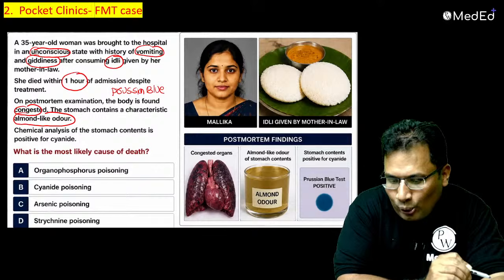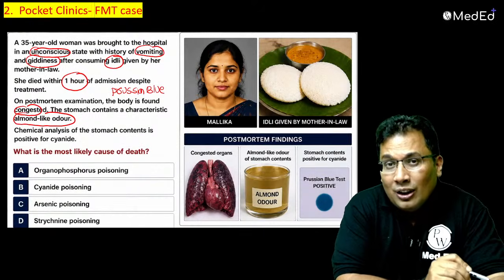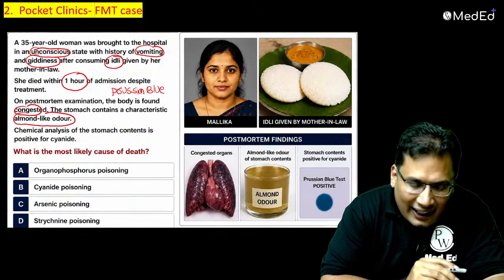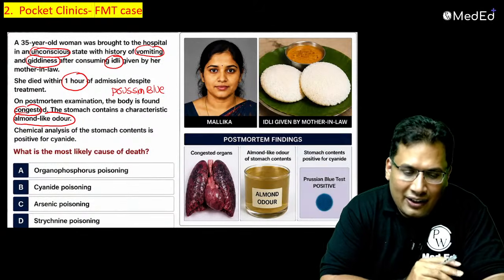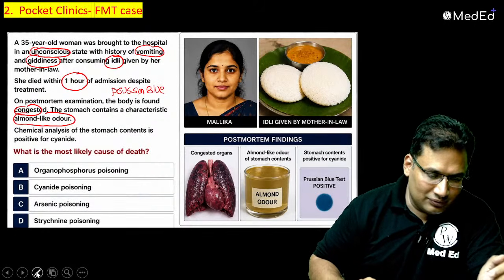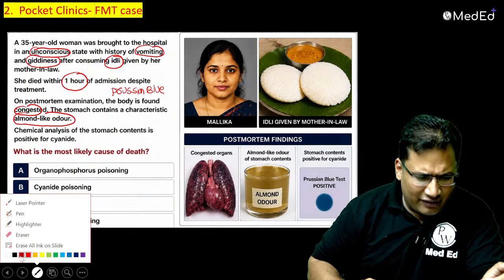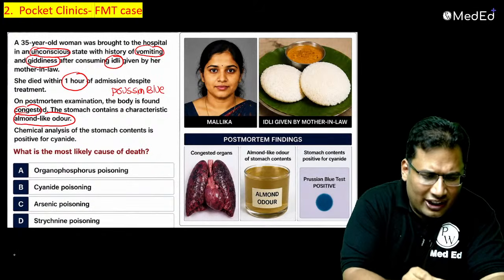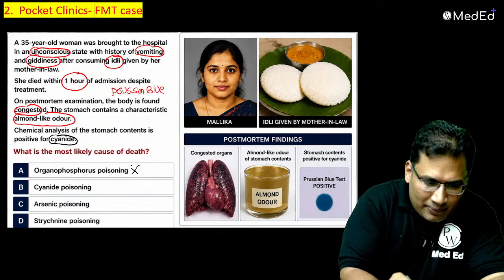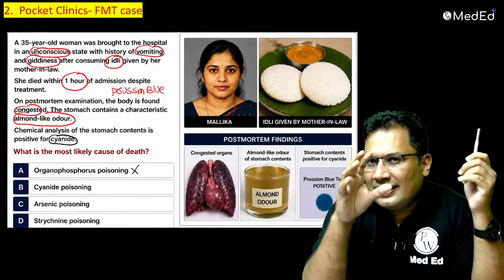The Prussian blue test is positive. That gives rise to blue color. So options are organophosphorus, cyanide, arsenic and strychnine. Try now. Again, this is a very simple case, because the word cyanide is already given here. It is not organophosphorus. In organophosphorus, it is an insecticide.